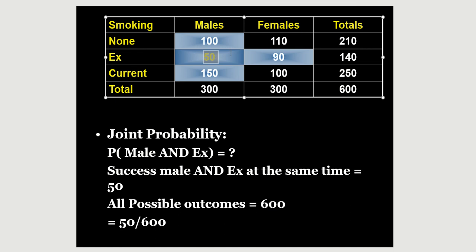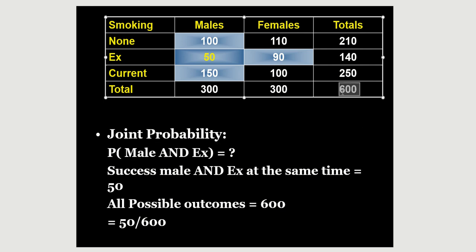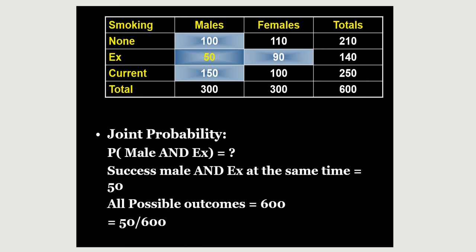So 50 are male and ex-smoker at the same time. So these are the success. Now, did I have a condition here? No, I did not have a condition, and therefore I'm going to divide by all the possibilities, which brings us back to the 600, and therefore the answer is 50 over 600.